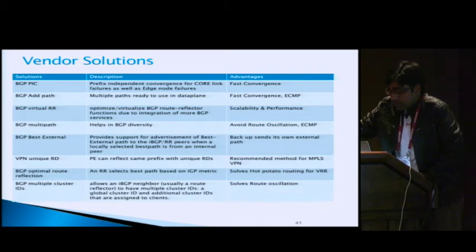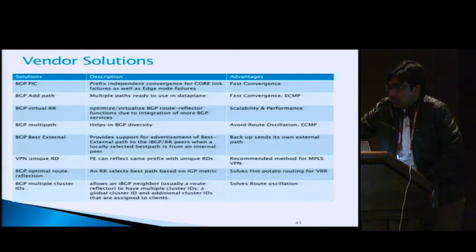And the last one is multiple cluster IDs. When you deploy RR, you essentially need not have peering among the clients themselves. As we discussed, once you have RR deployments, you should have peerings between your route reflector and the clients. But in certain deployments, it is observed that client-to-client peering is also required. In those kinds of scenarios, this feature is very useful.